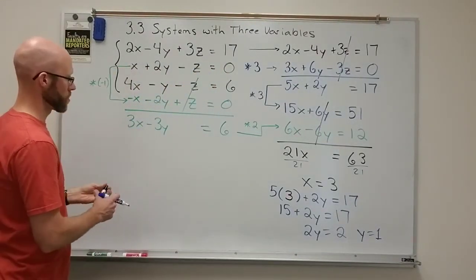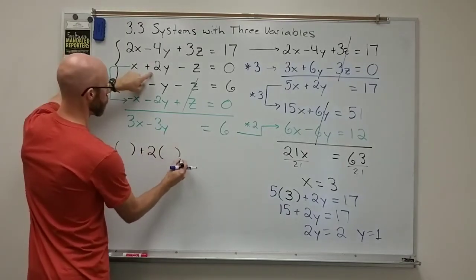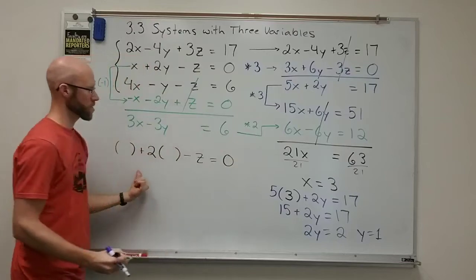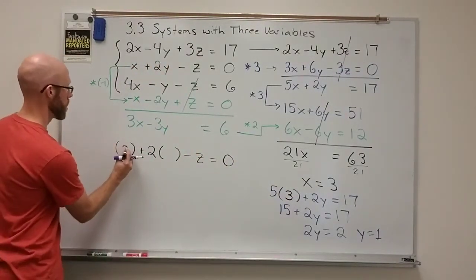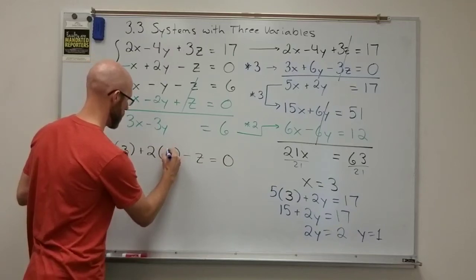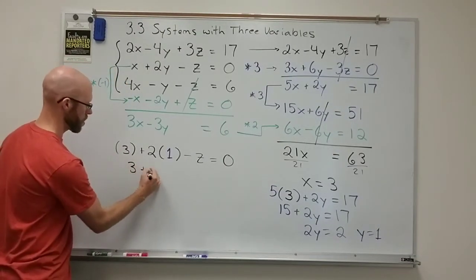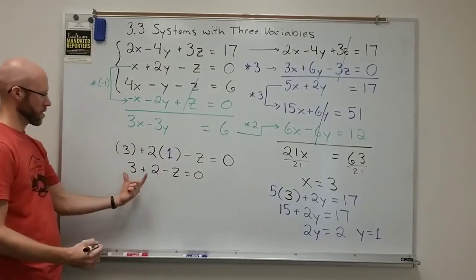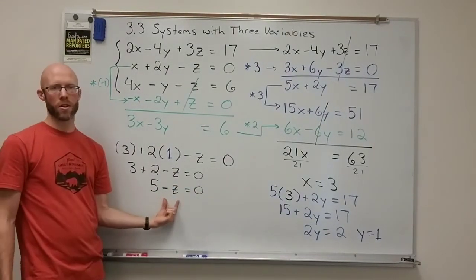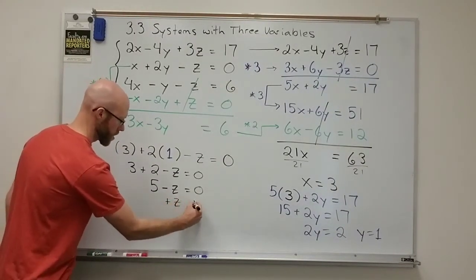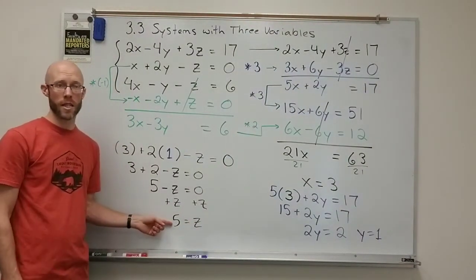So let's do that. So my x value, I'm going to start with x plus 2y minus z equals 0. That's the structure of the equation. Then I have to substitute in the x value of 3 and the y value of 1. And then I go through and solve for z. So 3 plus 2 times 1 is 2. 3 plus 2 is 5, so I get 5 minus z equals 0. And a quick way to finish this off is to add the z to both sides. And so we're going to get 5 equal to z. So 5 is the value for z in the end.